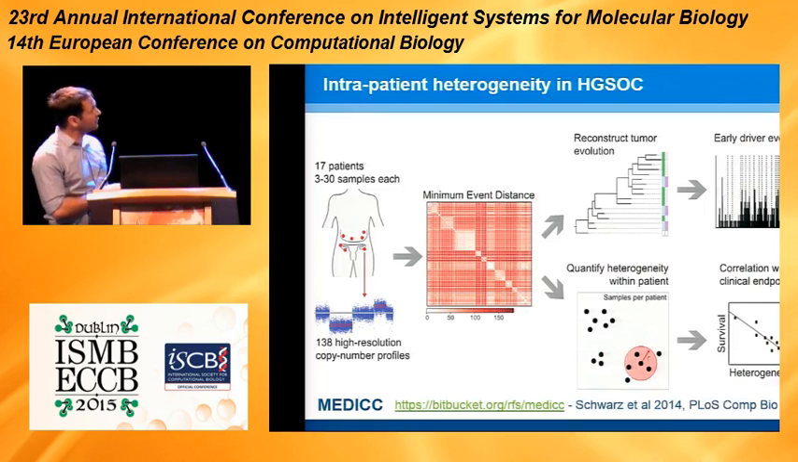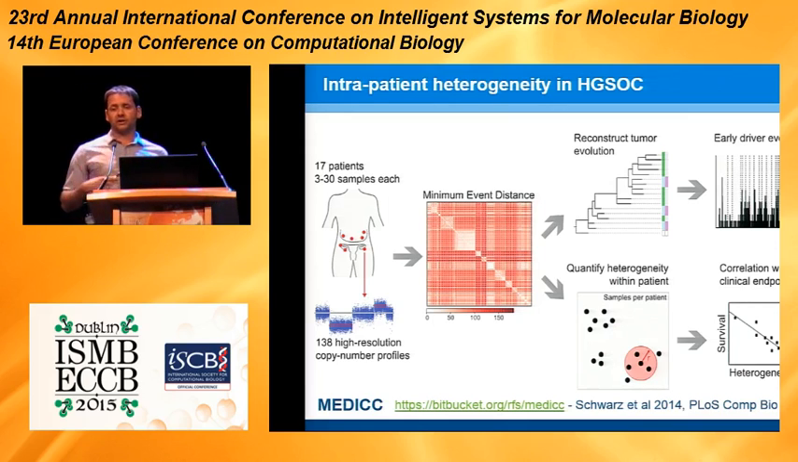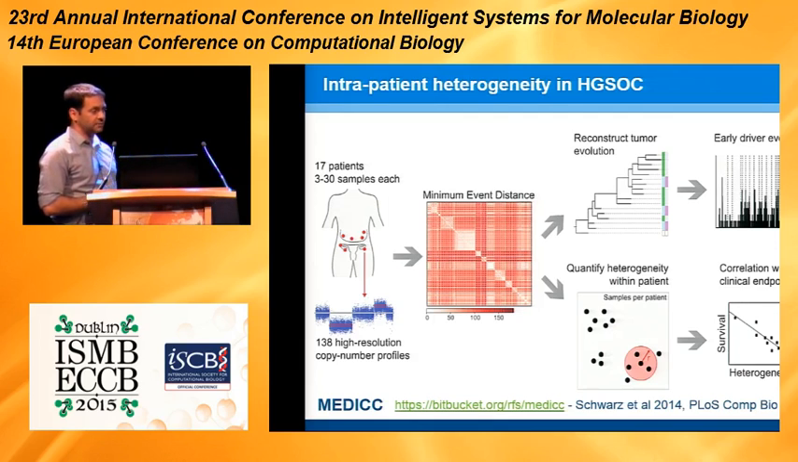The idea was to reconstruct the evolutionary histories of these cancers in those patients, and then, on one hand, identify early driver events, something a bit similar to what Andreas was talking about as well, looking at the individual changes. But also, more importantly, look at the overall patterns of evolution and whether there was any correlation with clinical endpoints such as patient survival and resistance development.